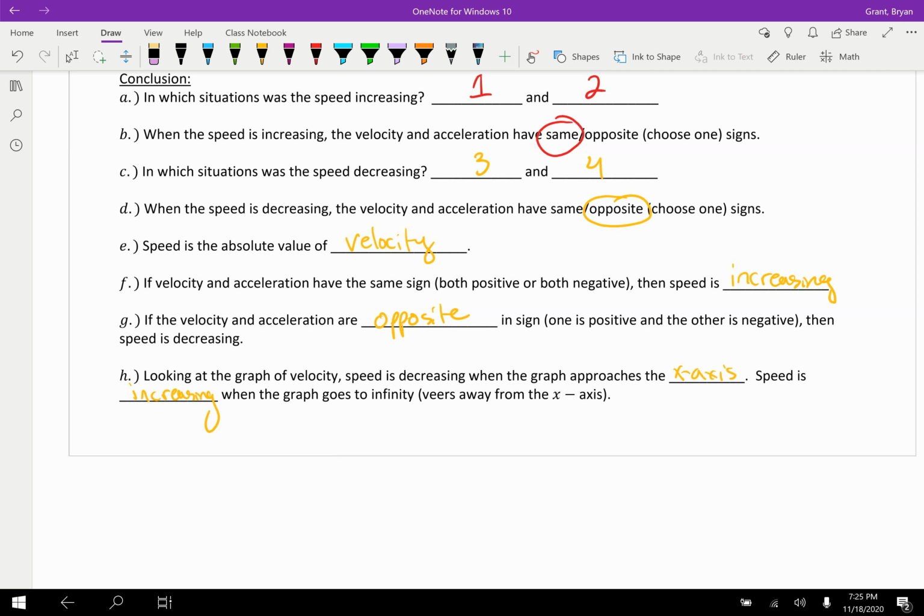As always, the solutions are posted. Thank you for hanging in there. We have one more day, and it's a little bit more about particle motion.